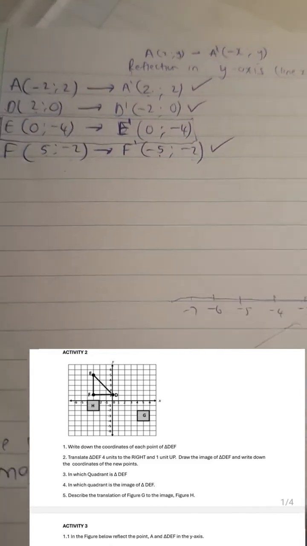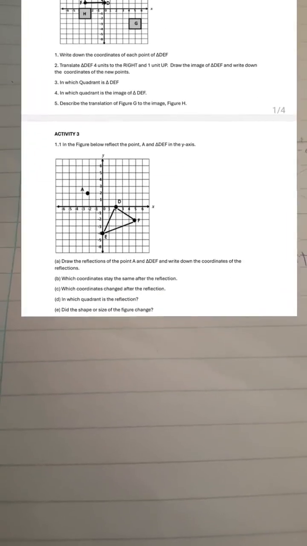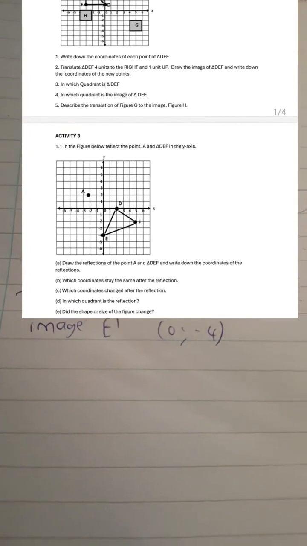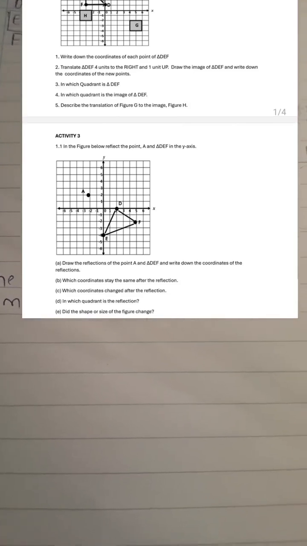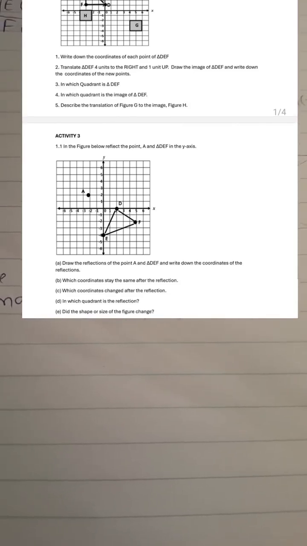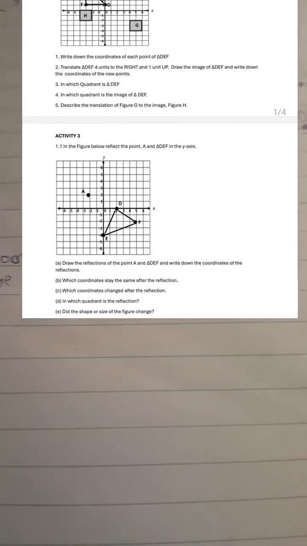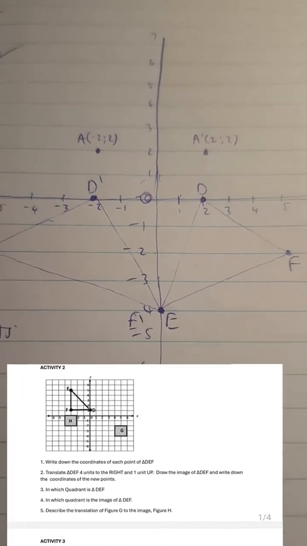Okay, let's move on to the next question. In which quadrant is the reflection? I'm going to leave that to you guys. And then number E, did the shape or size of the figure change? Let's answer those questions. In which quadrant is the reflection?